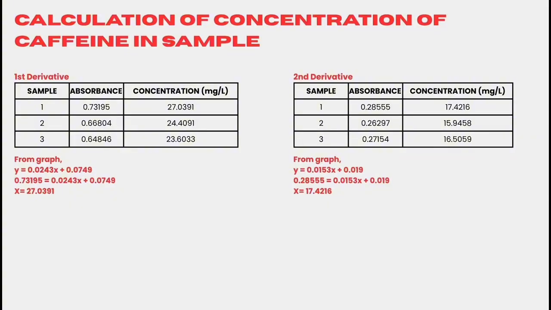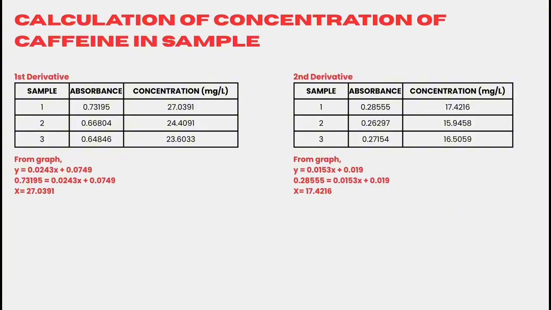For the first derivative, the calibration graph equation obtained was y equals 0.0243x plus 0.0749. In this equation, y represents absorbance and x represents caffeine concentration in milligrams per liter. For sample 1, the absorbance value recorded was 0.73195, and by substituting this value into the equation, the calculated concentration obtained was 27.0391 mg per liter. The same calculation was repeated for samples 2 and 3.